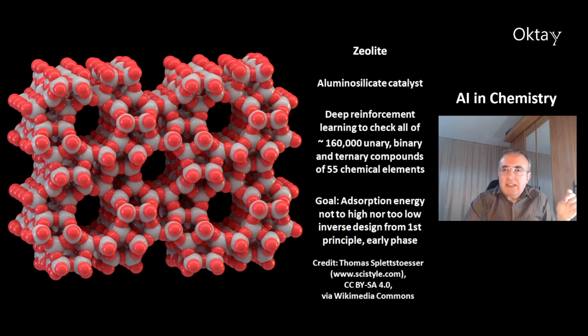This is the aluminosilicate catalyst zeolite. You can use deep reinforcement learning to check all of the possible 160,000 unary, binary, and ternary compounds of 55 chemical elements. And one important feature of a catalyst is the absorption energy. It can't be too high, but nor too low for a good catalyst. And this is an inverse design from the first principle, and this research is at the early phase.